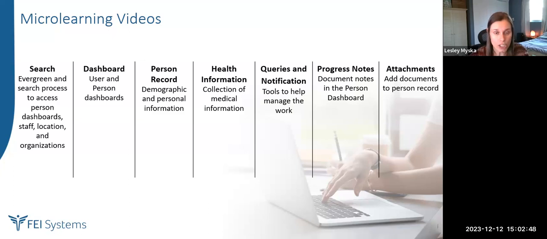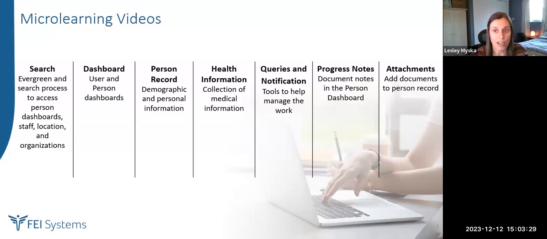Dashboards. There are two different dashboards in Evergreen. One is for you, the logged in user or staff member, and the other is for the person record for the person that you're serving. There's a microlearning video on the person record itself, which is where all of the demographic and personal information is captured for each individual that we serve. Health information, which is a comprehensive collection of all the information such as diagnoses, medications, allergies, etc. Queries and notifications, which are two different tools that will help you manage your outstanding actions or work that you need to do in the system.